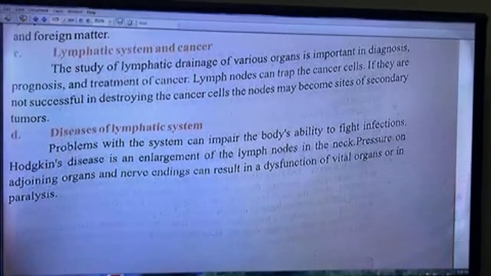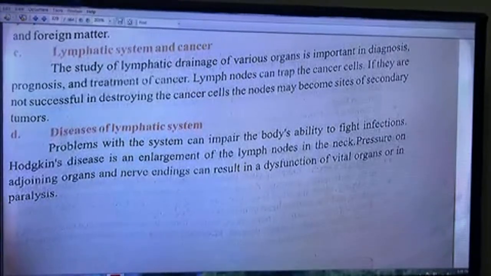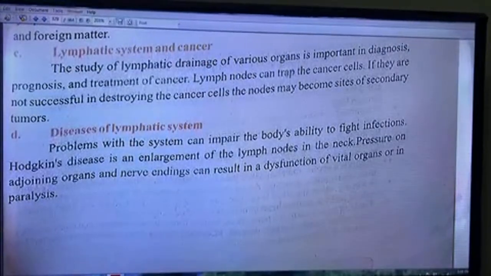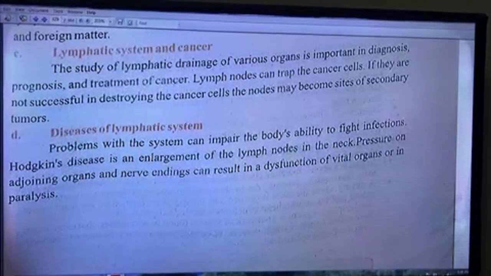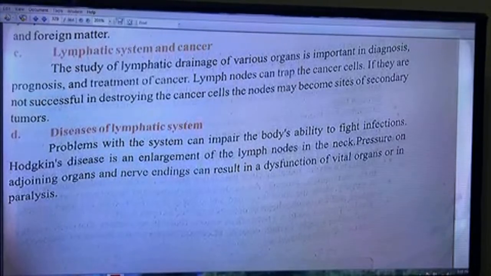Lymphatic system and cancer. The study of lymphatic drainage of various organs is important in diagnosis, prognosis, and treatment of cancer. Lymph nodes can trap the cancer cells. If they are not successful in destroying the cancer cells, the nodes may become sites of secondary tumors.